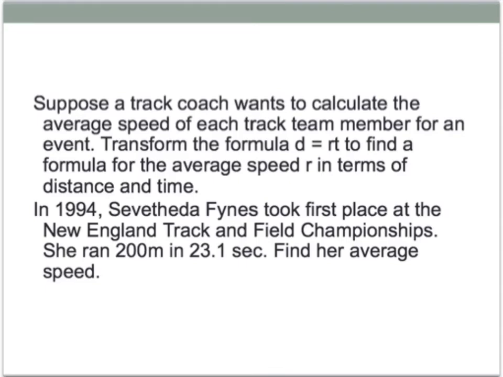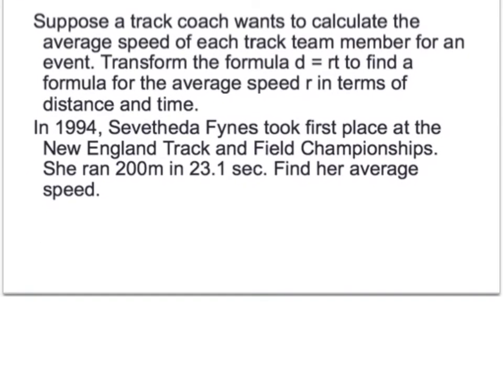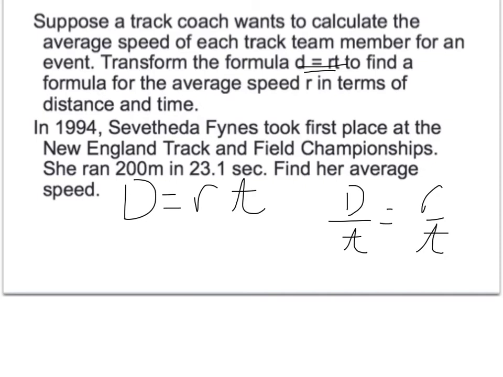In this example, suppose a track coach wants to calculate the average speed of a track team member for an event. Transform the formula d equals rt to find a formula for the average speed r in terms of distance and time. So with this one you have d equals rt, and they want us to solve this for the rate. So I'm going to divide both sides by t. And now I have r equals d over t.